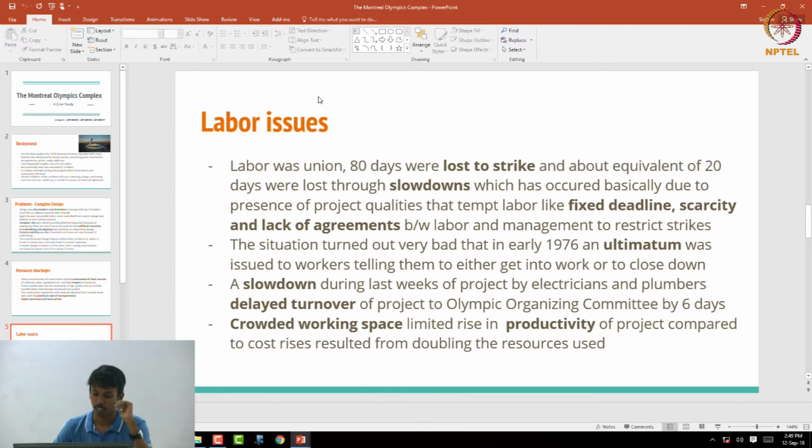which resulted in the Olympic Organizing Committee delaying the turnover of the project by 6 days. And they increased resources and labor, but it resulted in crowded working space, which in turn did not increase productivity to the required scale. It is also one of the problems.